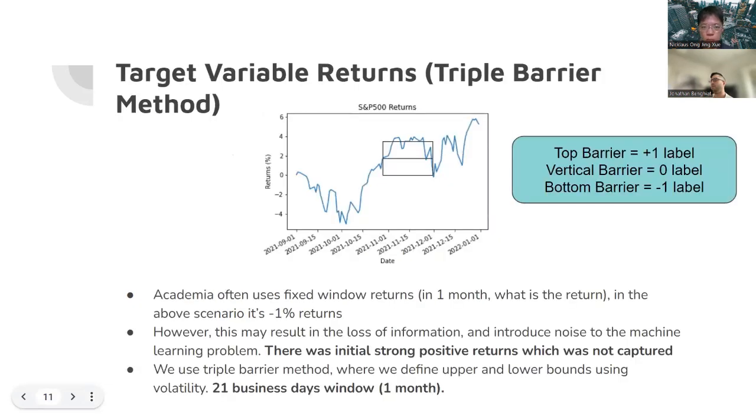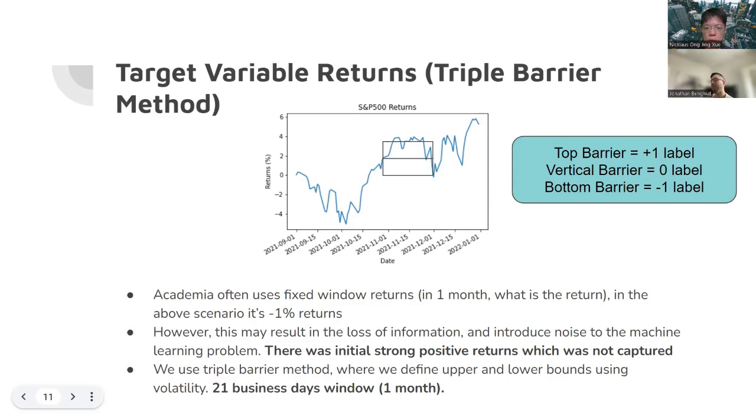So this is our target variable for returns. It's called the triple barrier method. How we define it is we have a top barrier, a vertical barrier, and a bottom barrier. The vertical barrier is the maximum holding period. In our research, we define it as 21 business days, which is about 1 month. We have a top barrier defined by 0.7 times the volatility. And the bottom barrier is 0.7 times volatility, and you take the negative. So this represents our take profit and our stop loss. And this helps to capture trends as well.